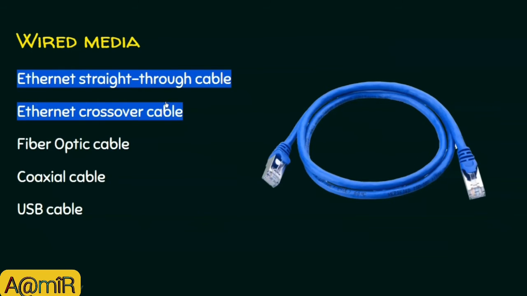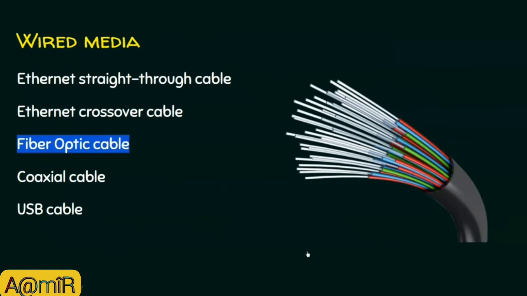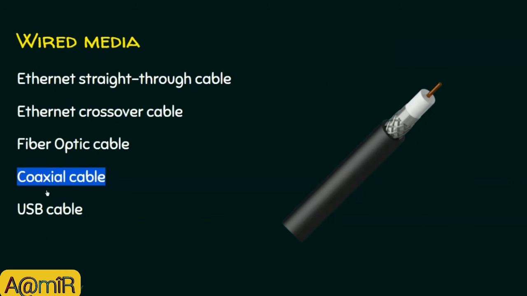So far we have seen Ethernet straight through cable and Ethernet crossover cable. Now we will move on to fiber optic cable. In fiber optic cable, the data is going to be carried in the form of light waves. We know very well that light is the fastest one in the world. Since this cable takes the data in the form of light waves, this is the fastest mode of wired communication. Now we will see coaxial cable.